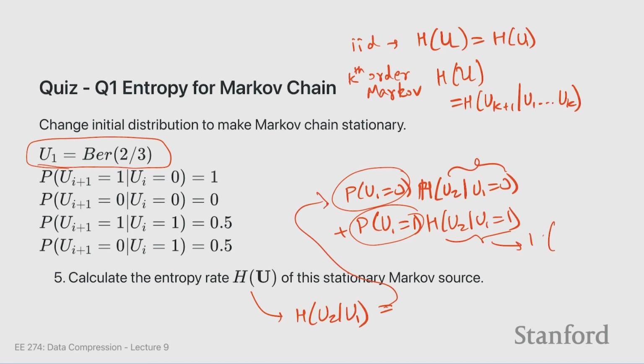So again, these stay the same, right? And now the initial probabilities change. So I think you will get 2 by 3 as the answer. Did people get 2 by 3? Yep.